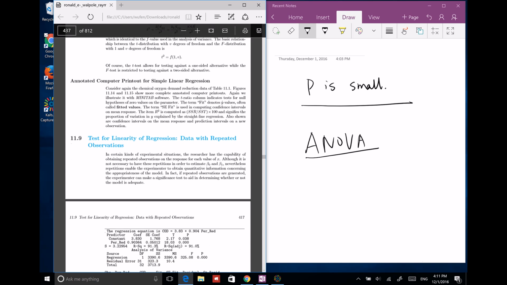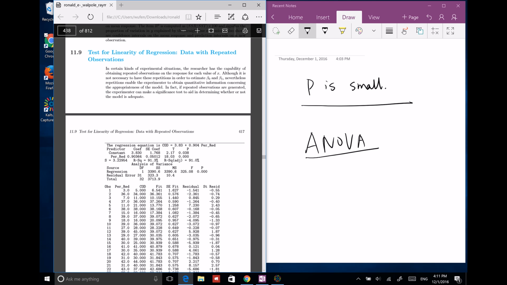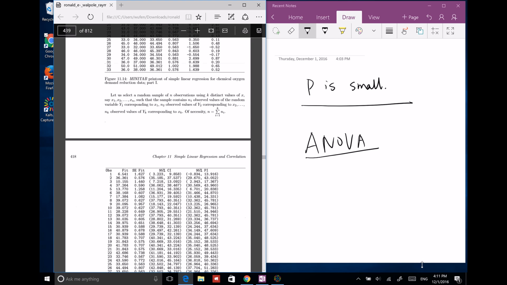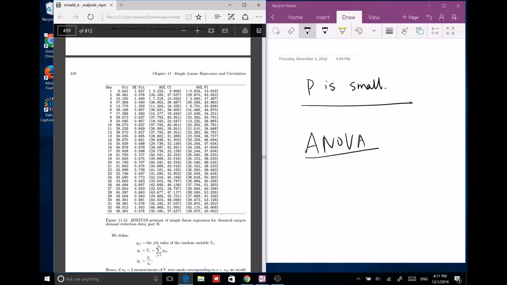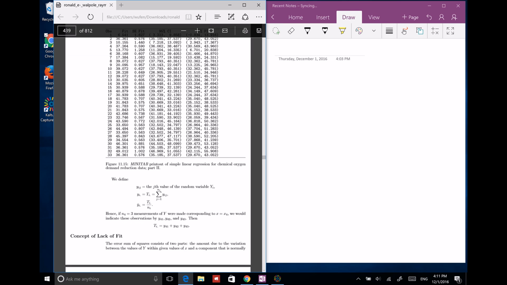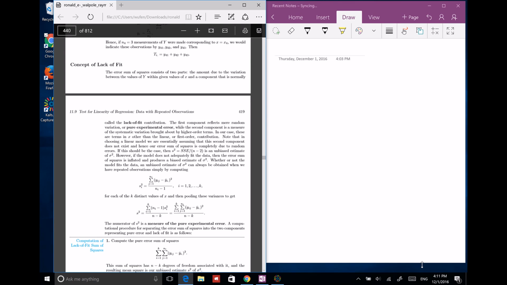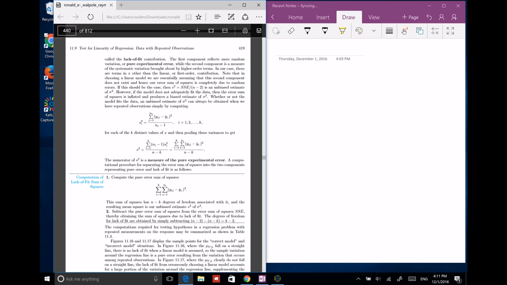So next one, test for linear regression. So whether they have a linear relationship or not, especially for repeated observations. For example, a lot of data I have, the data are repeated. So is it good to use the linear model or not?